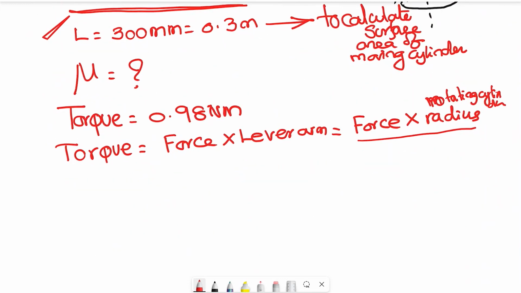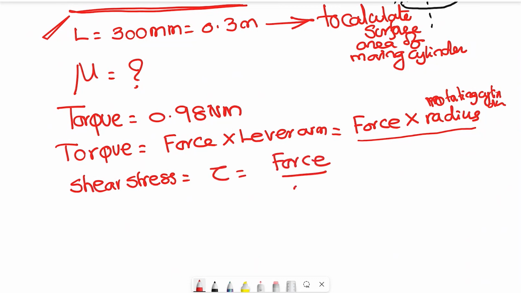Right. So by using this, again, how will we get shear stress? Tau is equal to force by area. Which area will this be? This will be surface area, because it is shear stress. It is tangential force by surface area. So this is the problem.